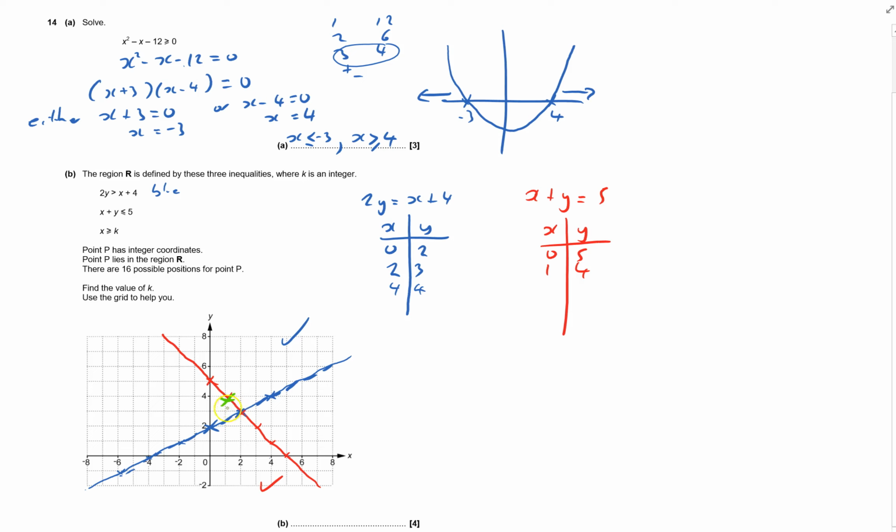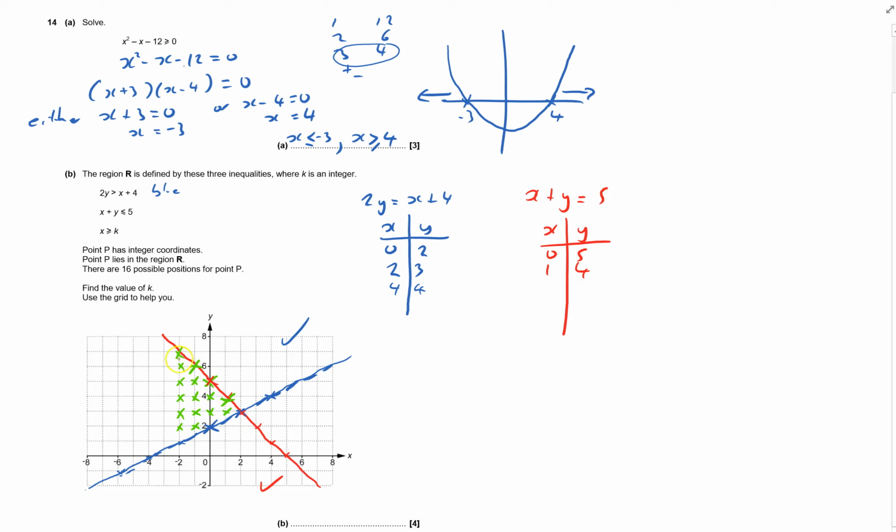So I put a green cross for all the points it could be. It could be on that line, it could be there, it could not be there. So it's got to be above the blue line and below the red line. So there, there, there, there, or there. That's 1, 2, 3, 4, 5, 6, 7, 8, 9, 10, 11, 12, 13, 14, 15, 16. There's 16 points.